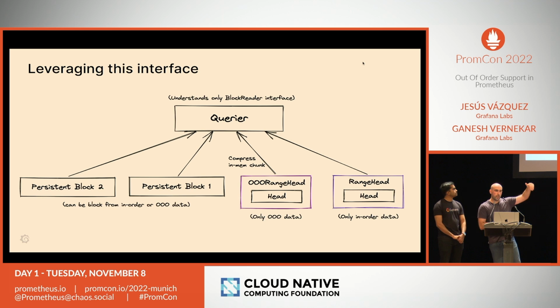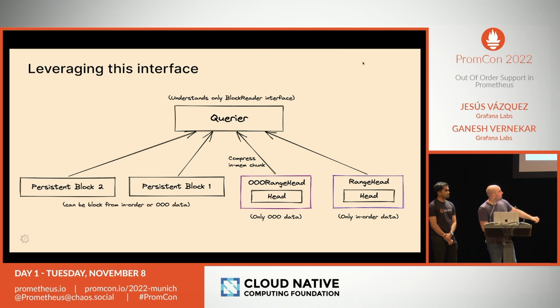So whenever a query comes in, the querier, which only knows about the block reader interface, goes to all the available blocks it has, and that includes persistent blocks in the file system, or the head block. The head block now has 2 heads, the range head and the out-of-order range head. And so we go to the in-order head for one and to the out-of-order head for the other.